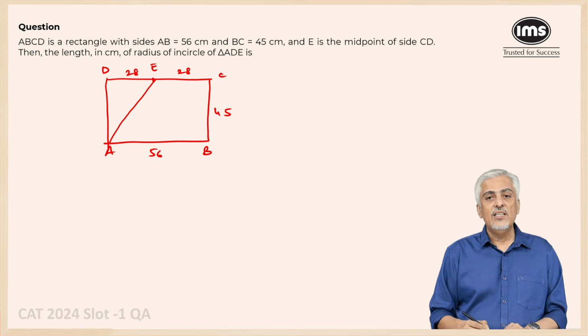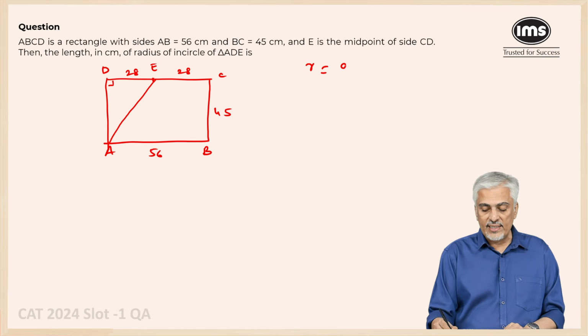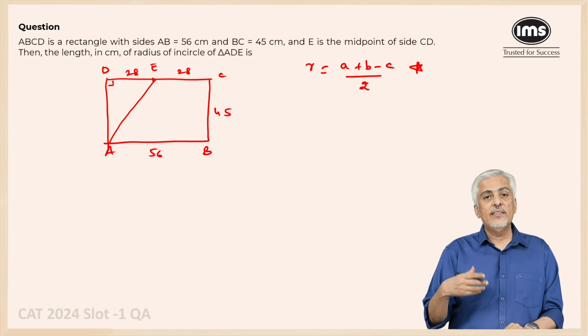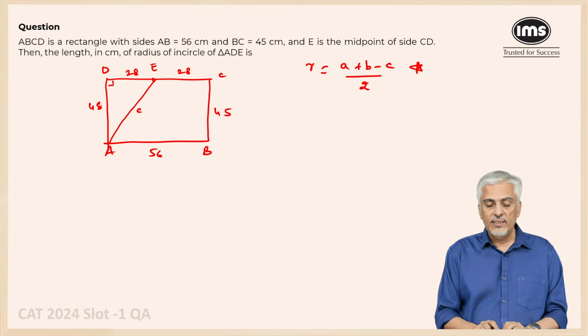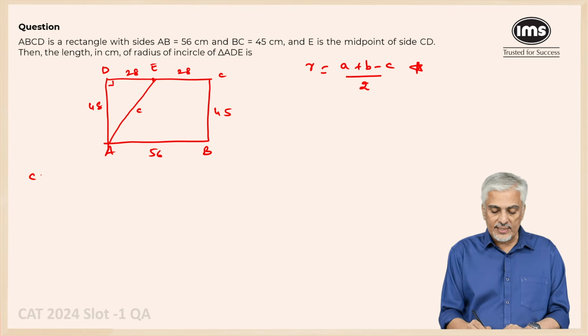Inradius of triangle. So triangle ADE is a right angle triangle. The inradius of a right angle triangle is (a plus b minus c) upon 2. If you knew this formula, you would have saved a lot more time than doing it by the regular approach. Now this is 28 and this is 45. So the only thing I need to get is c over here, that is using Pythagoras theorem.